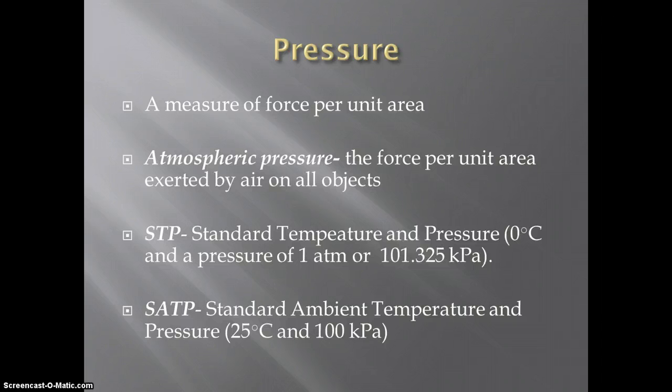So standard temperature and pressure, we're talking about 0 degrees Celsius and a pressure of 1 atmosphere or 101.32 kilopascals, and we'll talk about what those units mean in a second. Standard ambient temperature and pressure is what we usually use in the lab, right? 25 degrees Celsius and a pressure of 100 kPa or kilopascals.